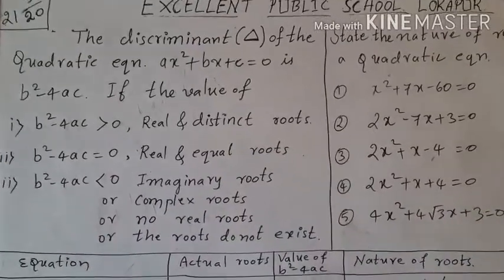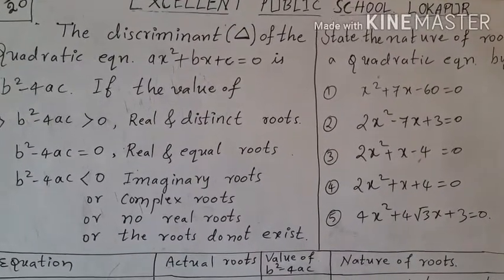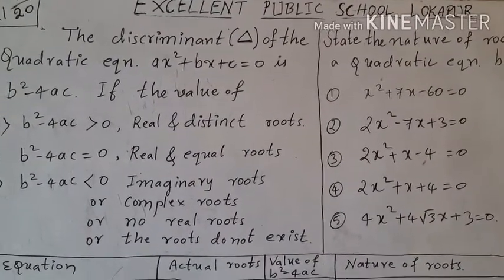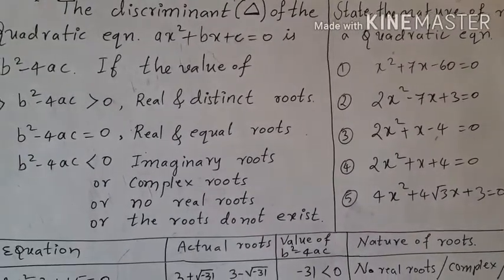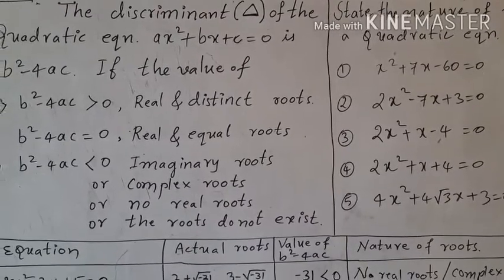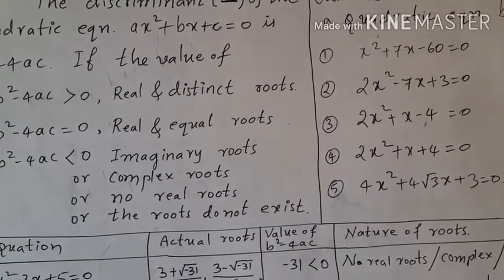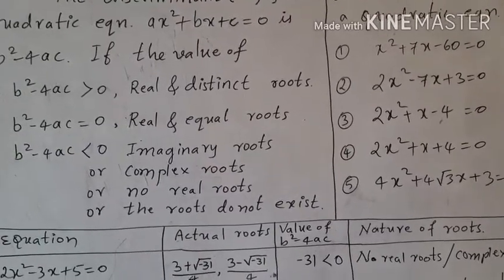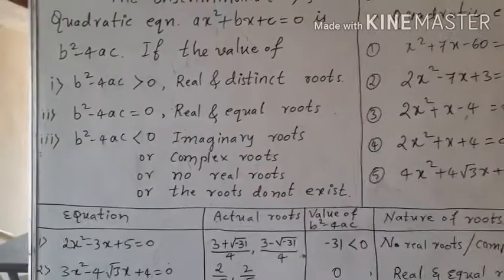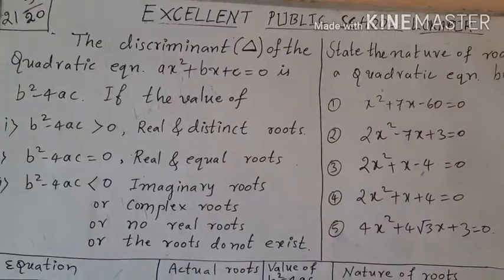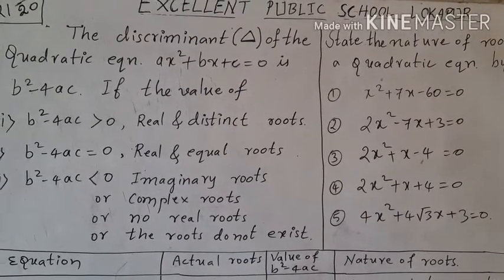So children, whenever a quadratic equation is solved, we will get two roots. But those two roots can be real and distinct, real and equal, or imaginary or complex roots, or no real roots, or the roots do not exist. This is all about the nature of the roots of a quadratic equation.